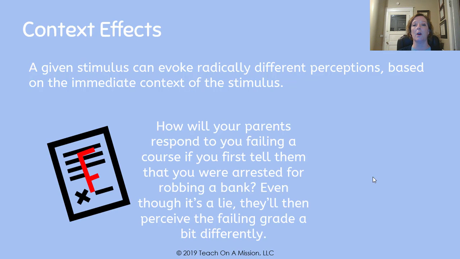Instead, you told them first that you were arrested for robbing a bank. Even though that's a lie, they're still going to have a different context of your failing grade. They're going to think of that failing grade in just a little bit of a different light compared to being arrested for robbing a bank. And that is a context effect. So it's kind of getting someone to think about things in a little bit of a different background.